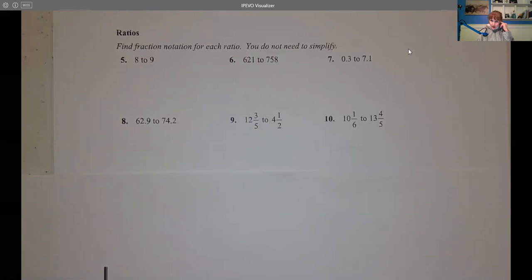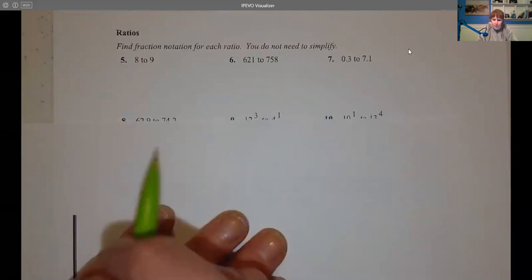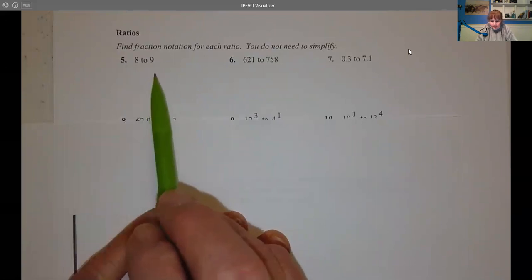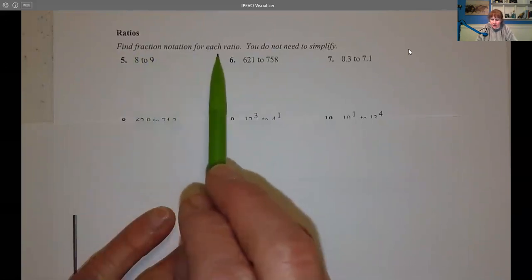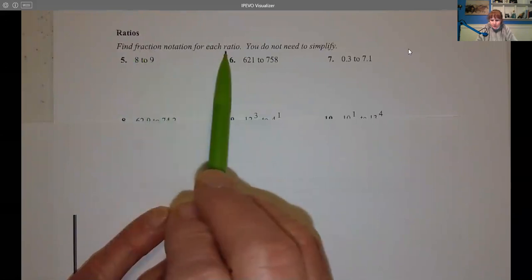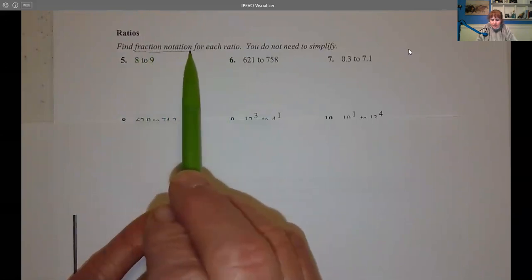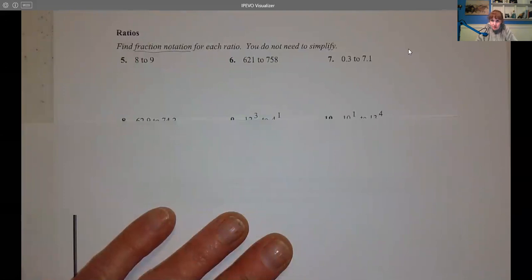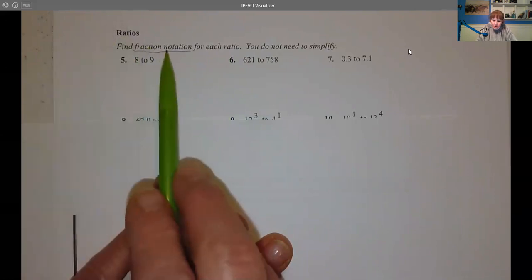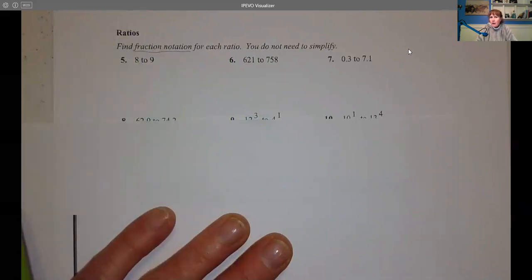So a ratio is a fraction, and it relates two items together. So it's almost like you're comparing two items. And I guess really don't make it harder than it is. So let's go through a few examples. Find fraction notation for each ratio. They're telling you to find the ratio in fraction notation, which means there may be other notations that you can express a ratio as. We'll do what they want, and then I'll show you some of the other notation they may want later on.